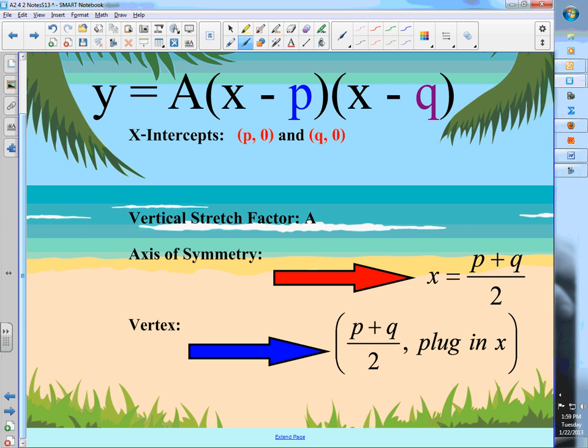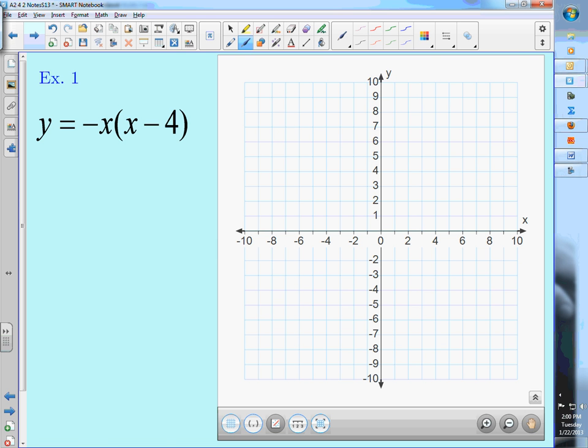This form is not very common. It's more of a novelty, for lack of a better word. It's great that you can get the intercepts, but you still need to be able to find the vertex, the axis of symmetry, and everything else from here. Okay? Let's take a look.